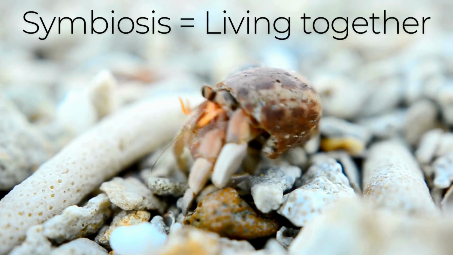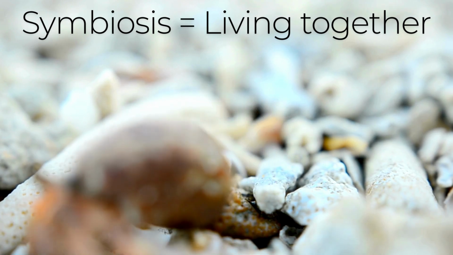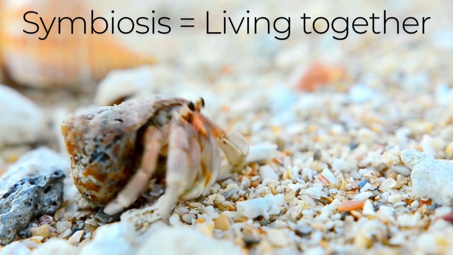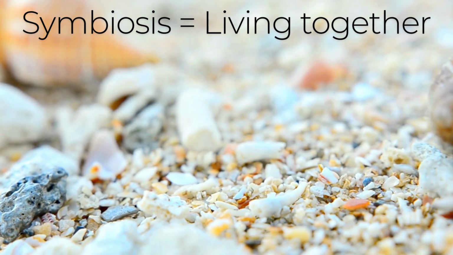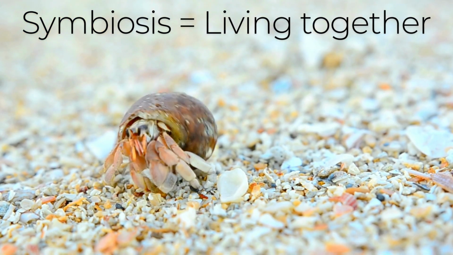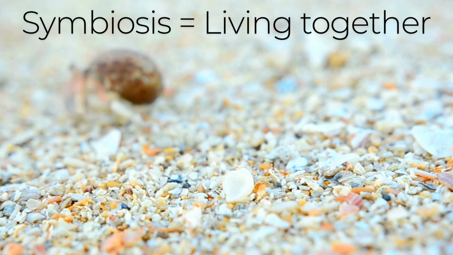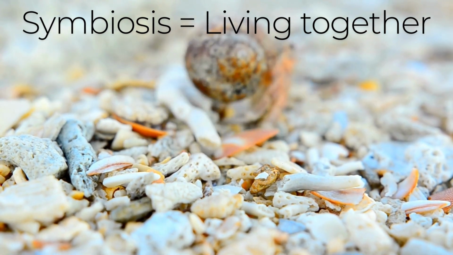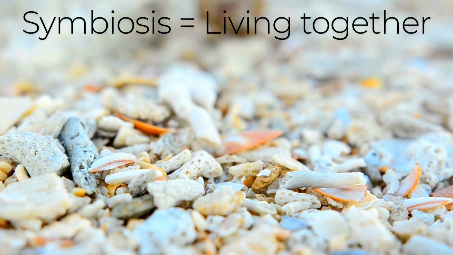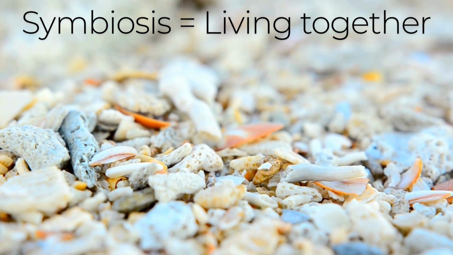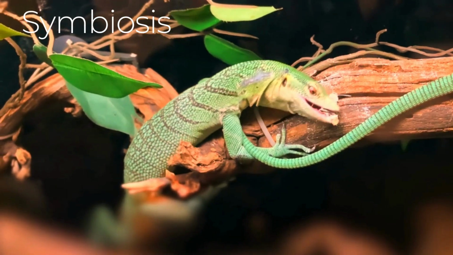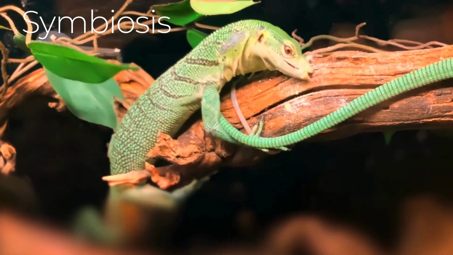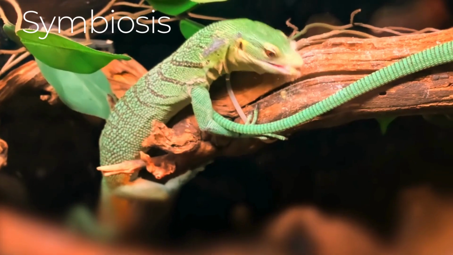Firstly, I want to clarify what symbiosis is. Symbiosis means living together. It is an ecological relationship between organisms of two different species that live together in direct contact. Symbiosis is a close, long-term interaction between two species in which at least one organism benefits from the relationship. While it includes several types of interspecific relationships, not all interactions between species are considered symbiotic.